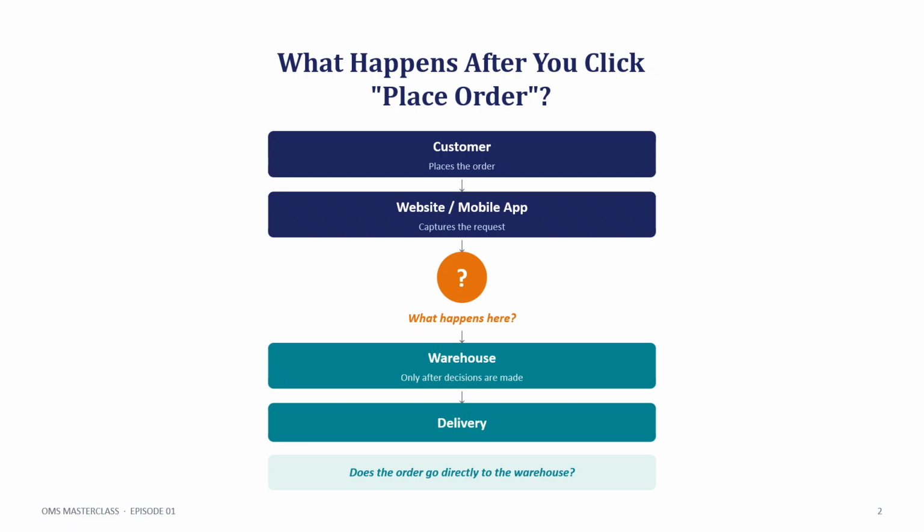The warehouse picks the items, packs them, hands them over to the delivery carrier, and finally the customer receives the order. So now we know one important fact. An online order does not move directly from the website to the warehouse. It first passes through the order management system where important business decisions are made. In the next slide, we will understand what OMS actually does and why it's considered the brain behind every online order.